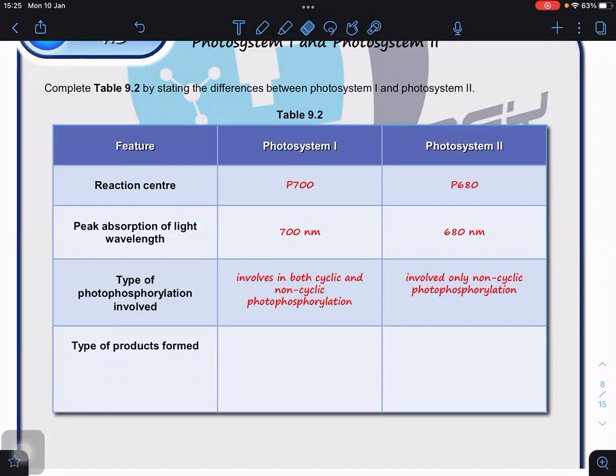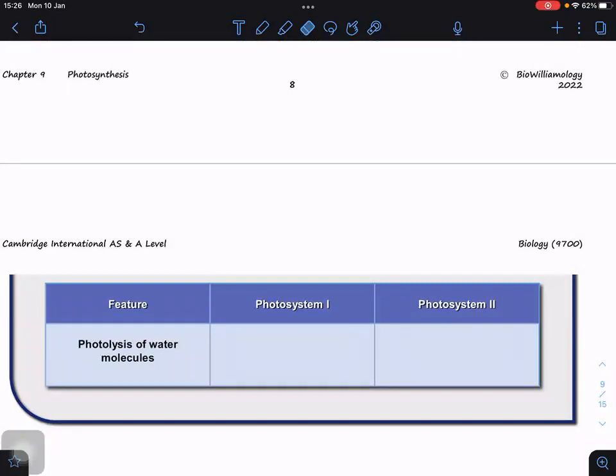So type of products formed. Still remember, we have ATP and also reduced NADP, and O2, products. Still remember? Okay. So type of product formed, photosystem 1 will give ATP during cyclic photophosphorylation and reduced NADP during the non-cyclic photophosphorylation. Don't worry about this. But photosystem 2 will only give ATP. So this thing again, you will only understand it in the next lessons. Just accept it. So photolysis of water molecule, photosystem 1, no, not associated with the photolysis of water. Photosystem 2, yes, associated with photolysis of water molecule.